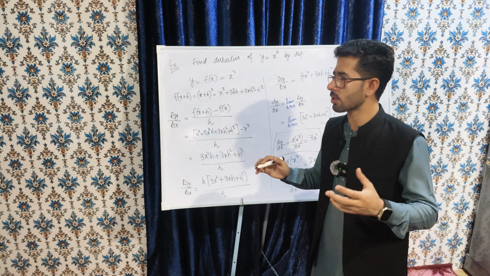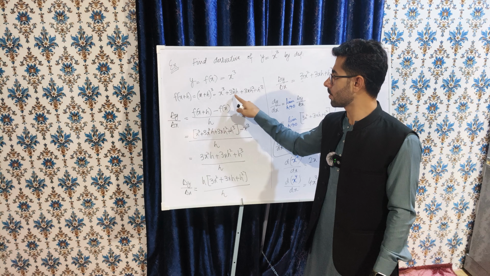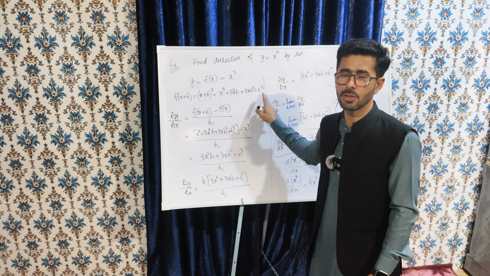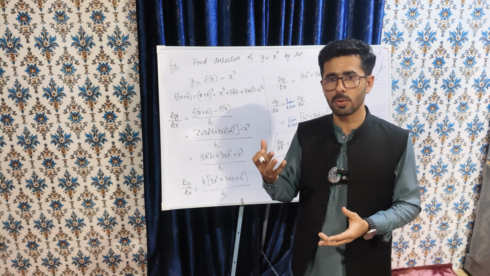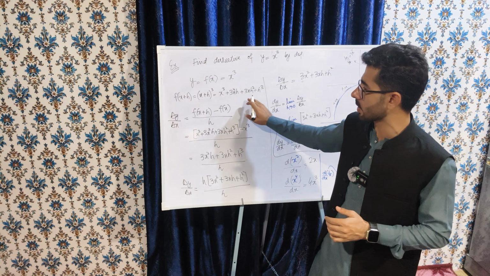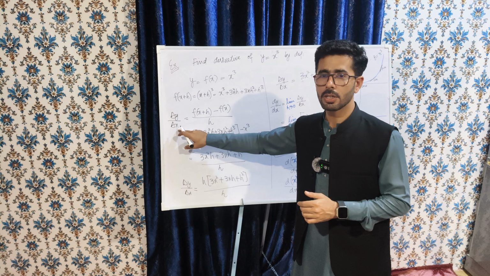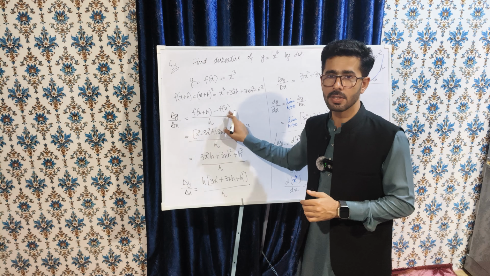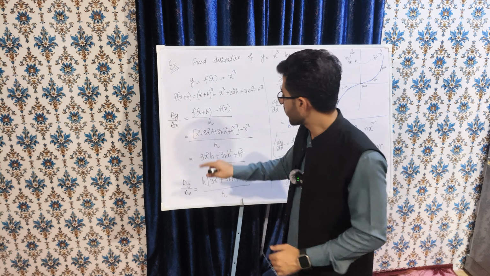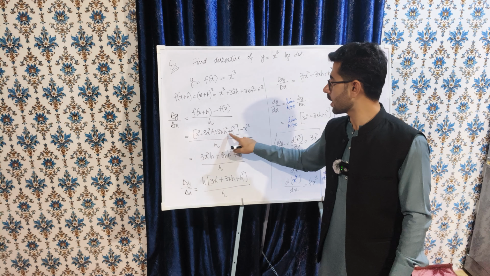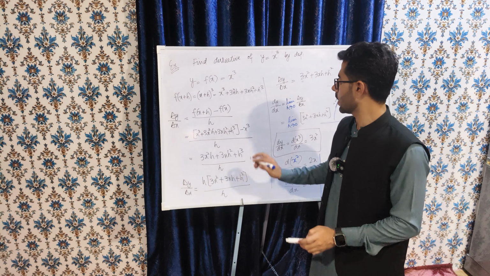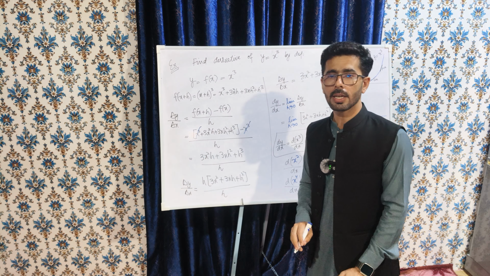If we expand this cube, we will have x cubed plus 3x squared h plus 3x h squared plus h cubed. If you don't know it, just google the identity of a plus b whole cube. You will know how to do this. Now for the difference quotient, we have to subtract f of x from f of x plus h and divide it by h. So I put the value of f of x plus h here, and I put the value of f of x. So this x cubed and x cubed get cancelled.